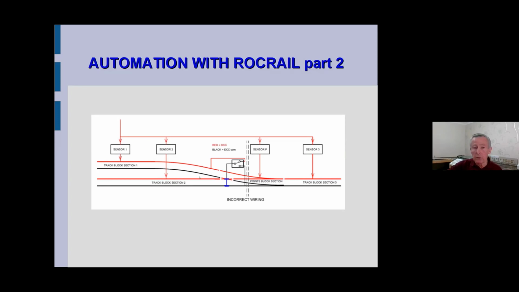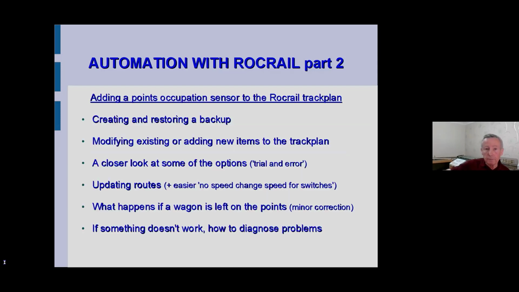So just make sure you get the wiring correct and it will all work okay. So you will then get detection of the wagons and locos on the points. So what I'm going to do now is add that to our original Rocrail track plan.